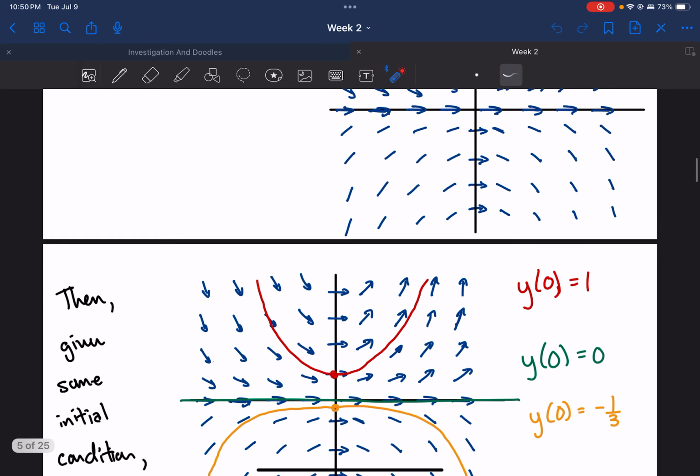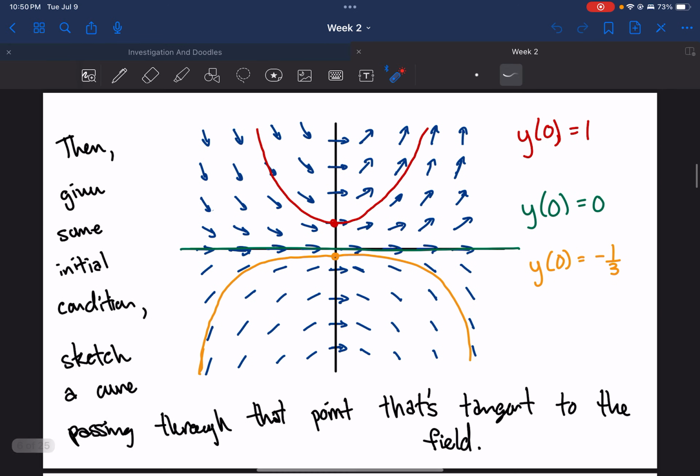So if I pick the initial condition that y of 0 equals 1, this red condition up here, that means my solution y goes through the point 0, 1. So how do I find what that solution looks like given this initial condition? I put my finger on the point 0, 1, and then I follow the flow of the direction field.